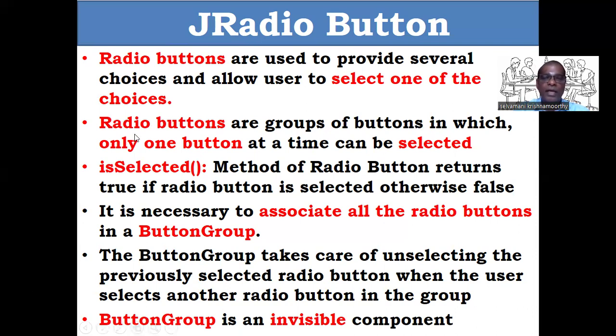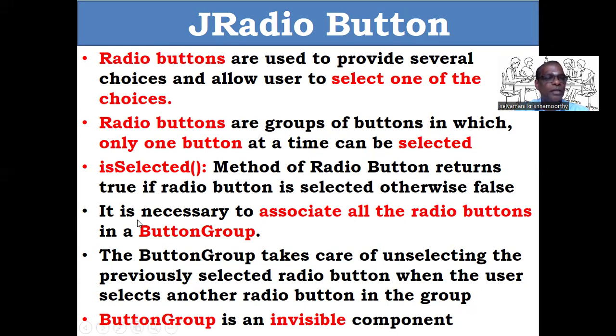This radio button has one method that is called isSelected. isSelected, yes, should have a capital S. isSelected is a method of the radio button. It returns true if the radio button is selected, otherwise false. So isSelected checks the status of the radio button. isSelected gives true only if that particular radio button is selected, otherwise it returns false.